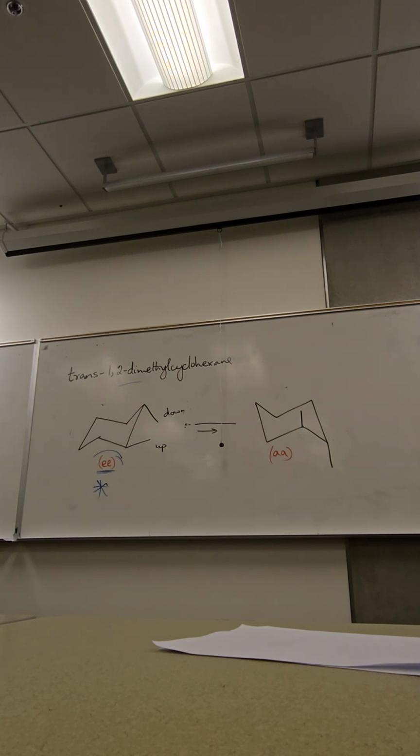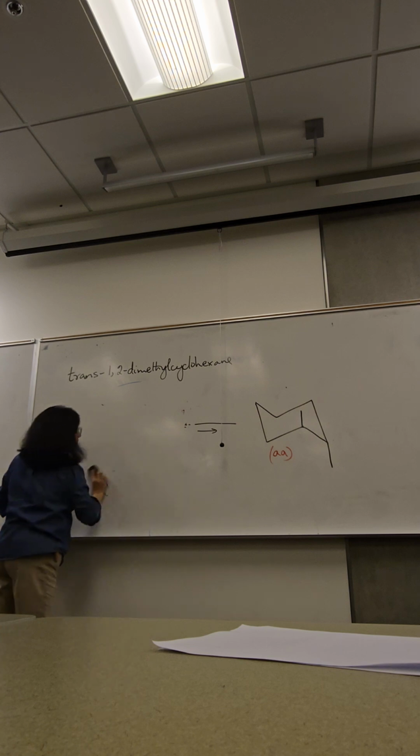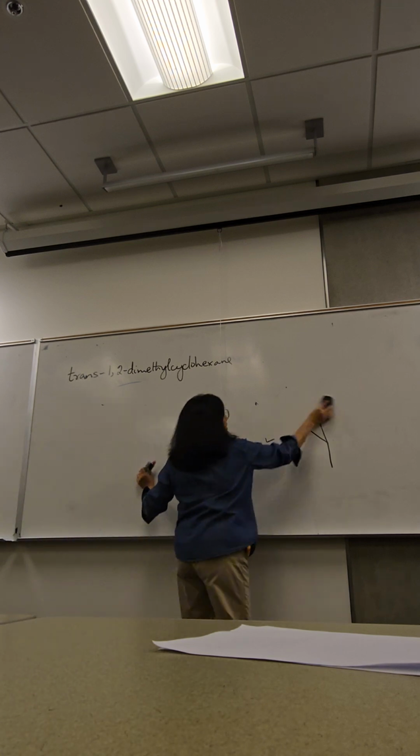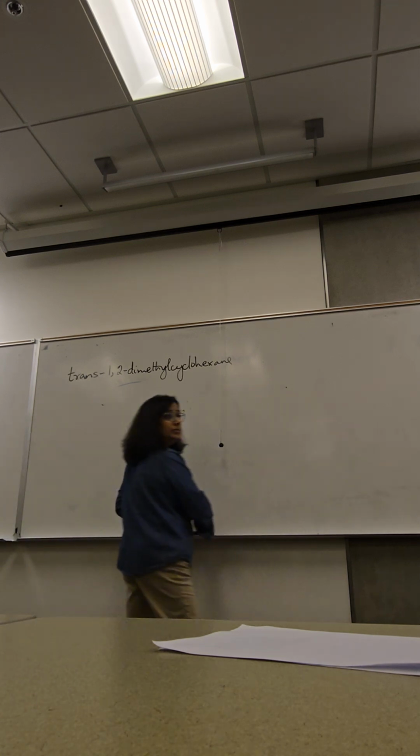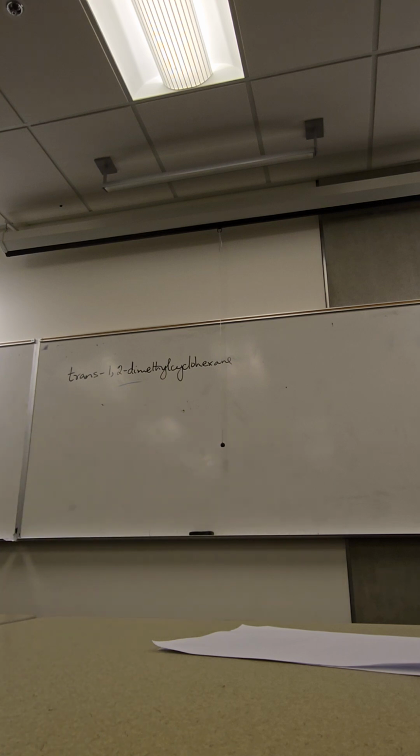Let's do the same analysis, but this time for 1,3-dimethyl cyclohexane. By the way, can you guys pause and please tell me what is the relationship between this compound and that compound? I haven't changed that one. How is cis 1,3-dimethyl cyclohexane related to trans 1,2-dimethyl cyclohexane?